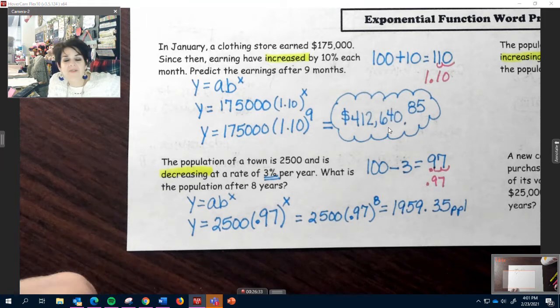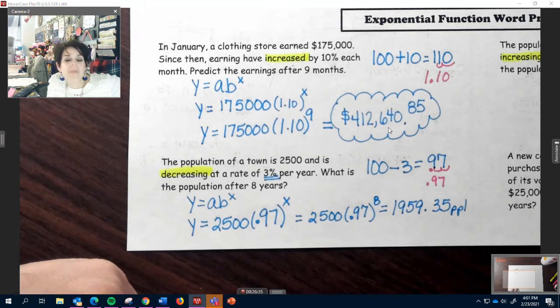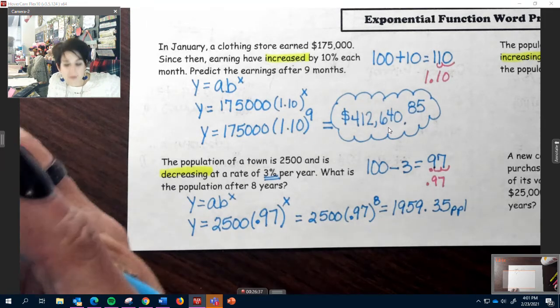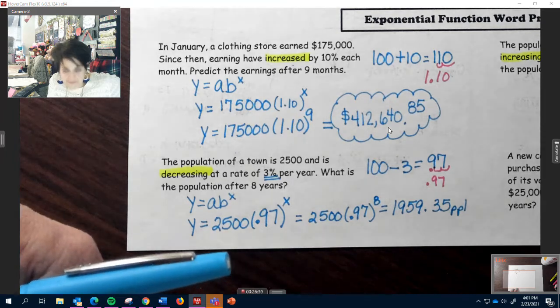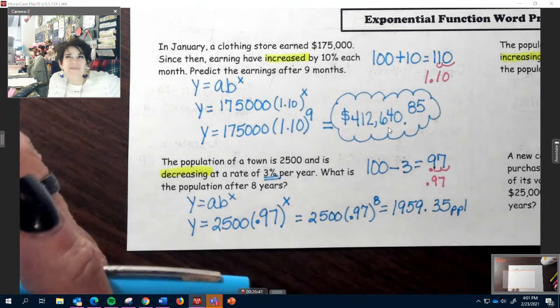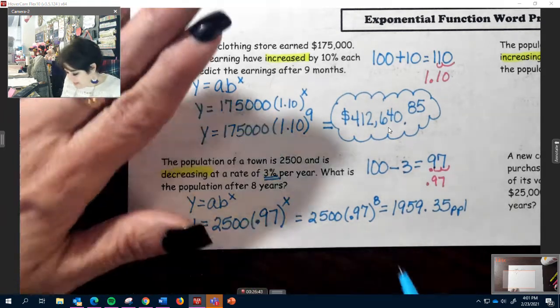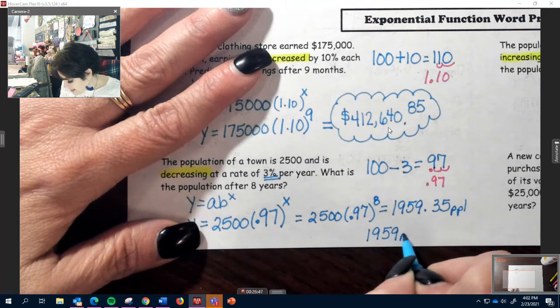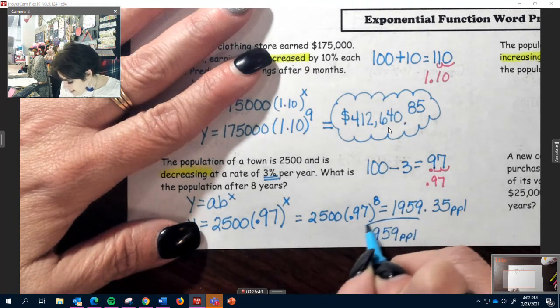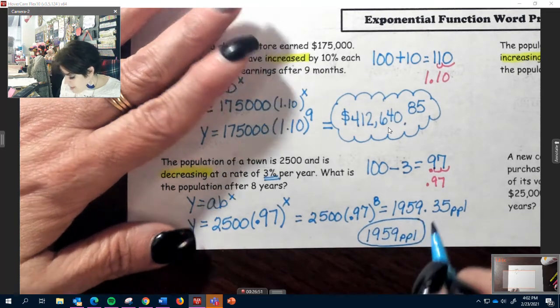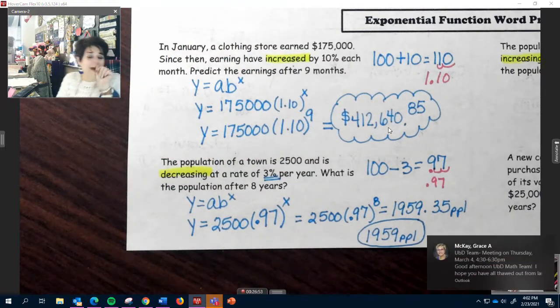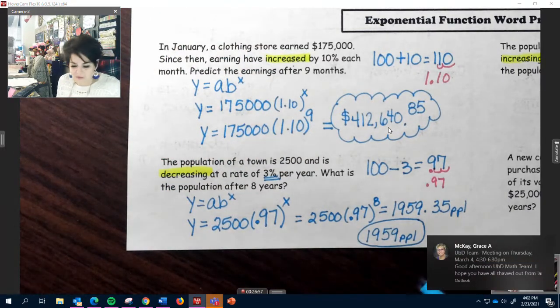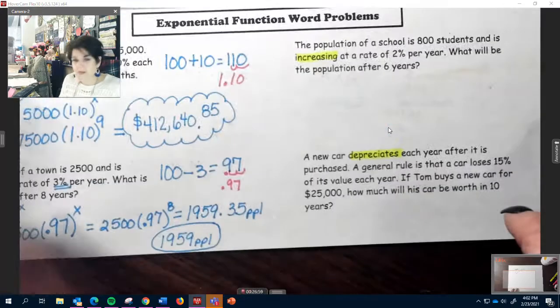Okay, you can't have 0.35 people, right? So are we going to round up or down? 0.35, not even half, so we're going to round down. So my answer would be 1,959 people. Be very careful when you are working with application problems. Pay attention to what you're finding. You can't have 0.35 of a person. All right, here we go.